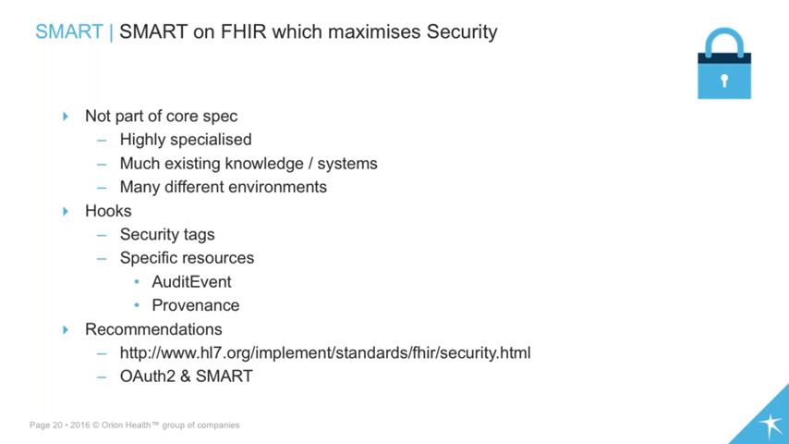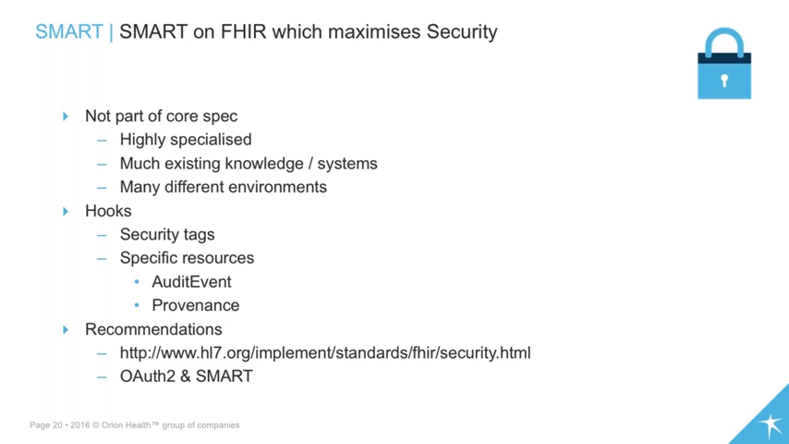And that is that security itself is a highly specialized domain. And security is managed in different ways in different environments. So what we do in FHIR is we say that, look, you've got to use a secure system. We have some recommendations that we make in FHIR, but we do not mandate how security should be done. We do provide a number of hooks within the specification. There are tags that you can apply to a resource, for example, to indicate how sensitive it is.